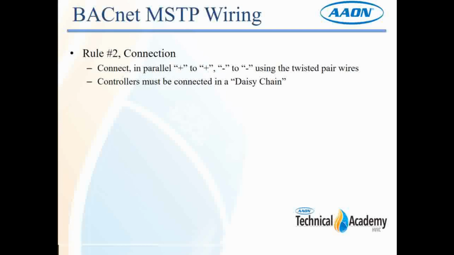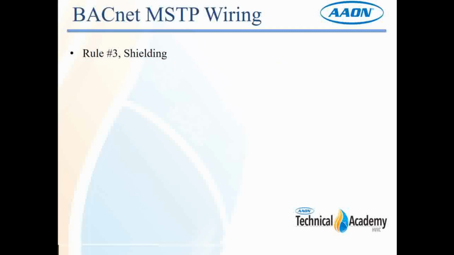that are being mentioned in this presentation. You do not want to loop the wire back to the first board. So when you get to the end of your daisy chain, you do not want to loop that wire back to the first controller. This is not a ring. This is a daisy chain. So do not loop that wire back to the first board or connect it up back to any board that's already connected. The next rule has to do with shielding.